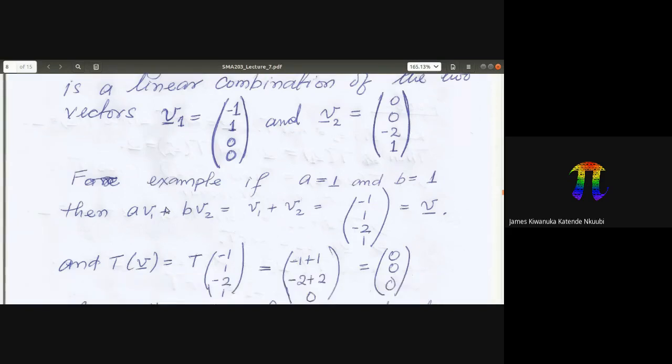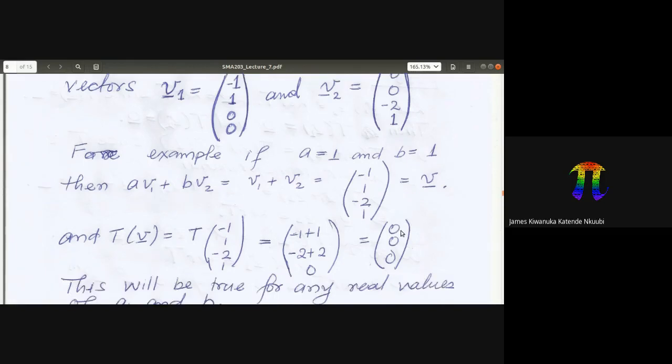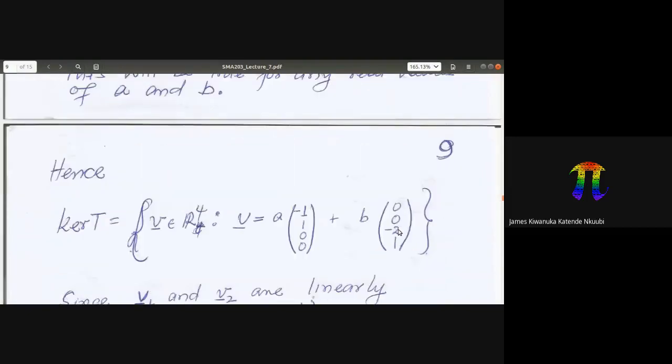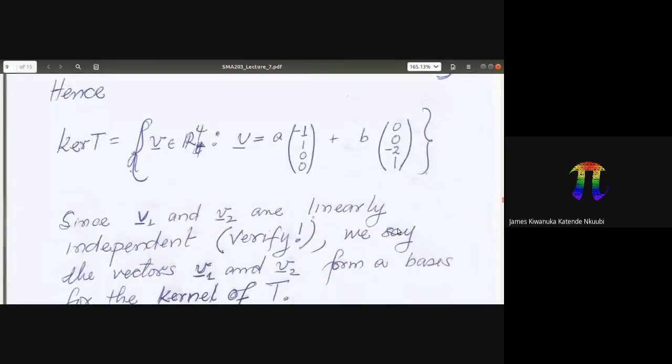So that is what we are saying in the next part. And here we are fixing values of A and B. If A is 1 and B is 1, we'll get V1 plus V2, which will be equal to this vector in R4. And you can check that this vector will actually be sent to the 0 vector in R3. And therefore, this vector is in the kernel. And if you want to write it out as a set, the kernel consists of all vectors in R4 which are a linear combination of these two vectors, -1, 1, 0, 0 and 0, 0, -2, 1.